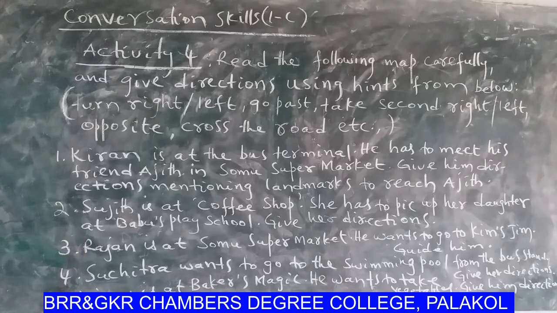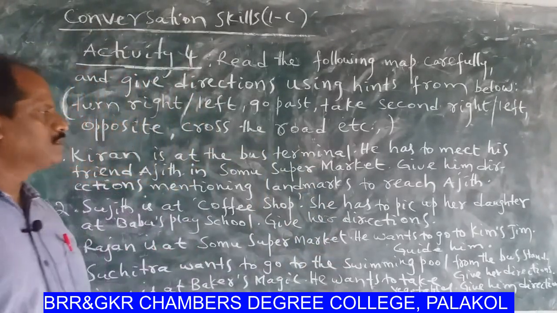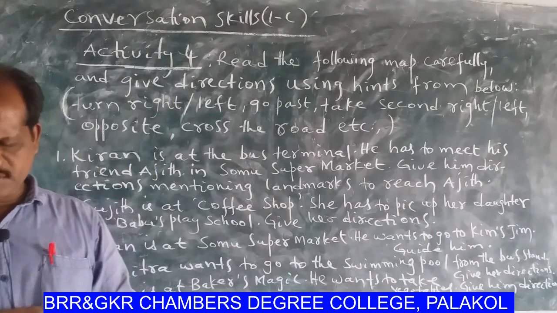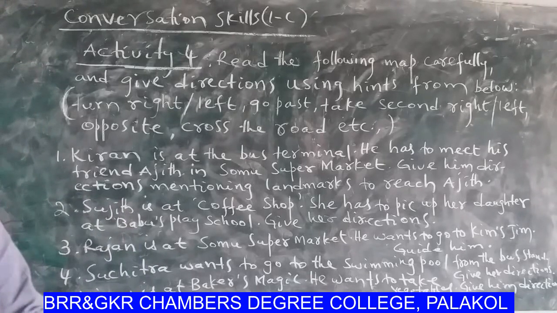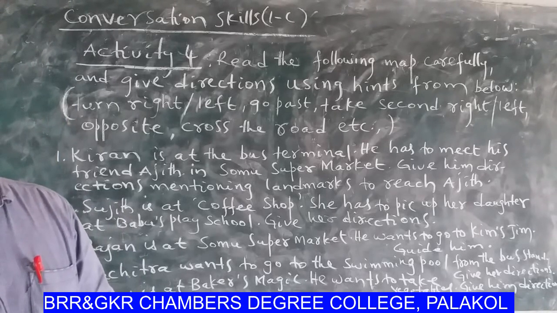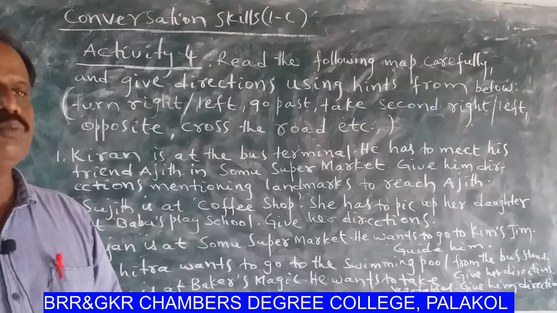Now, in this activity, the first question is, Kiran is at the bus terminal. He has to meet his friend Ajit in Somo Supermarket. Give him directions mentioning landmarks to reach Ajit. This is the first question. For the first question, I am telling you the answer. We can say like this. Take right and move left. Cross the road and go past the park, and there you find Somo Supermarket.